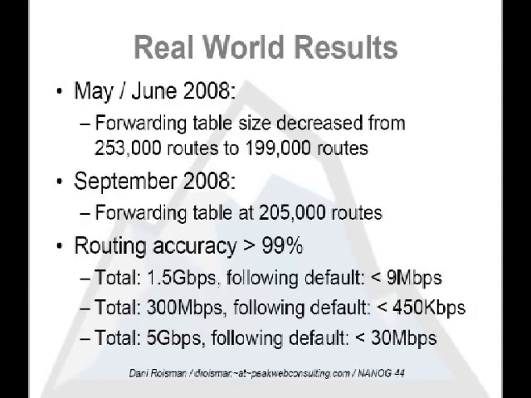So it means that on a network running 1.5 gigabit per second at peak time, their default route was only transiting 9 megabit per second of their network, 300 meg peak, 450 kilobit. And the largest network I did this on was a 5 gigabit per second network at peak time. Less than 30 megabit per second actually followed the default route, meaning those 54,000 routes we threw away were not very relevant to that network.